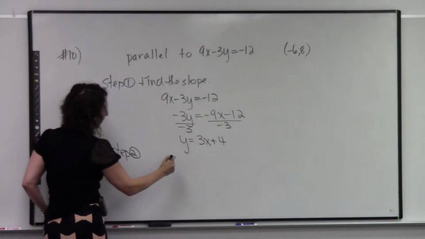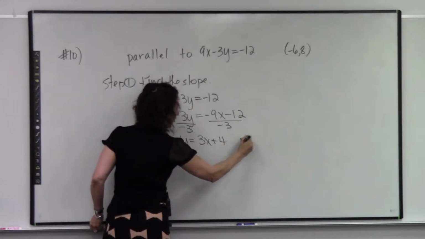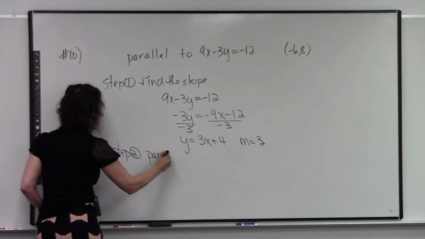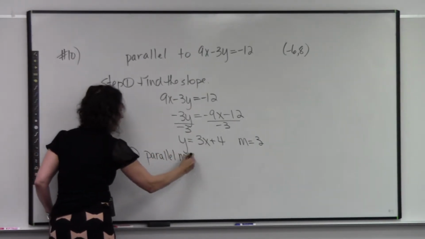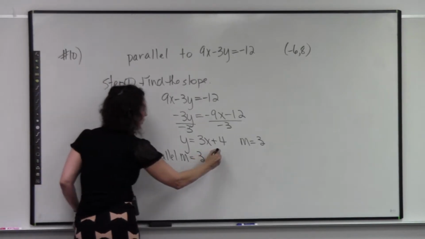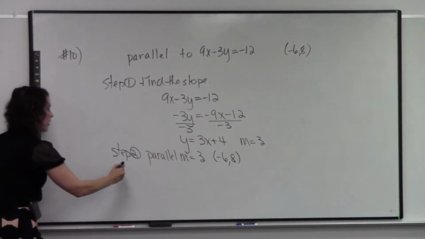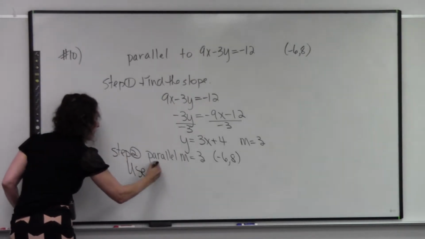All right, let's talk about the slope. The slope of this line is 3. What about the parallel slope? 3. All right, it's going to be the same thing. And then we're going to have to use this point of negative 6, 8, which references point-slope form.